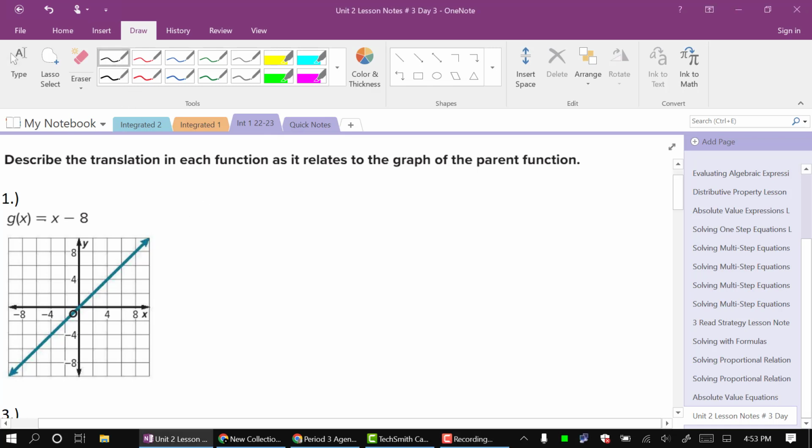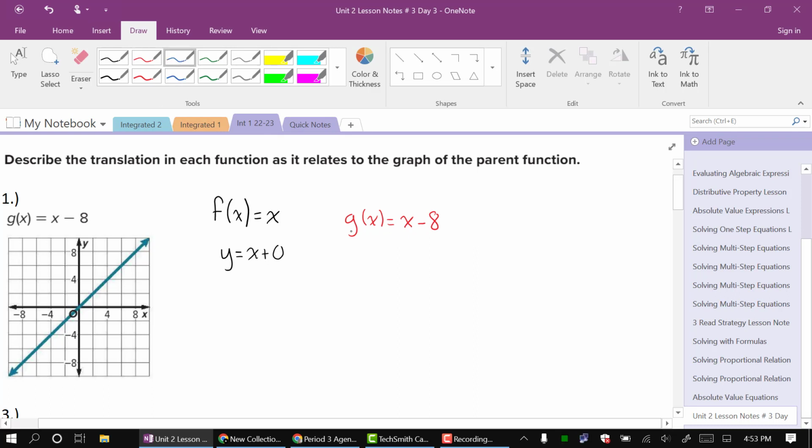Hello everyone. Today we're going to be working on our third day of our notes. So we have our problem right here. We want to describe the translation in each function as it relates to the graph of the parent function. Our parent function here is f of x equals x. It's already been graphed here, so we don't need to graph this out, but if we were to change it over, it'd be y equals x plus 0. Now we can focus totally on our new function, and our new function is g of x equals x minus 8.